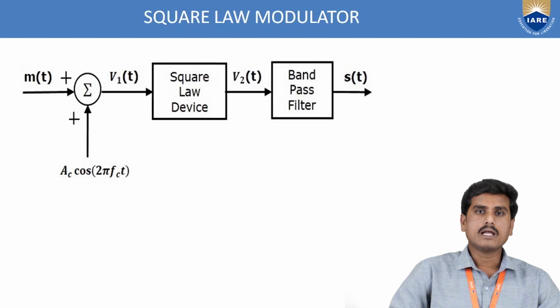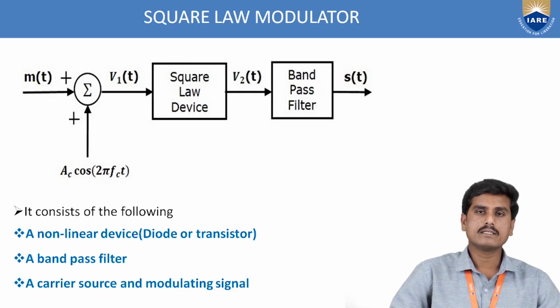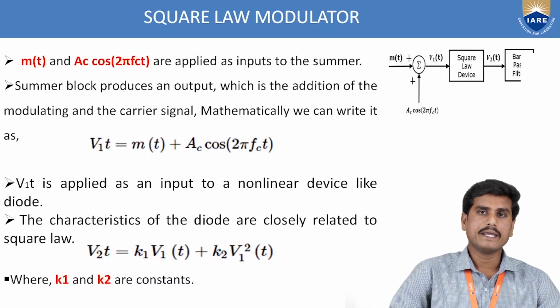In amplitude modulation using a square law modulator, we require three different sections: the adder, and the square law device with a band pass filter. The adder has two inputs. It adds m of t, the message signal, with the carrier signal Ac cos 2 pi fc t. So the output of the adder is V1 of t, which is m of t plus Ac cos 2 pi fc t.